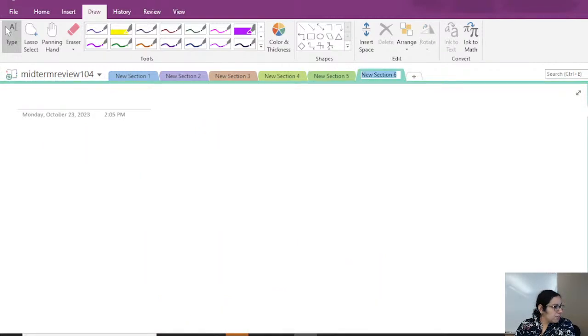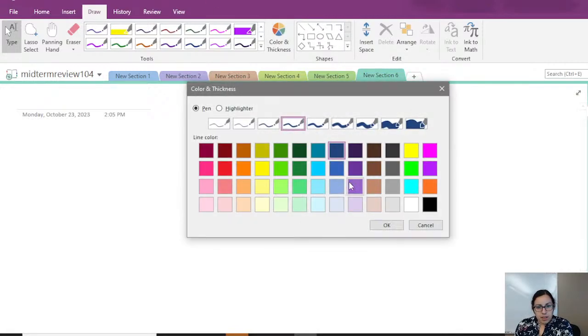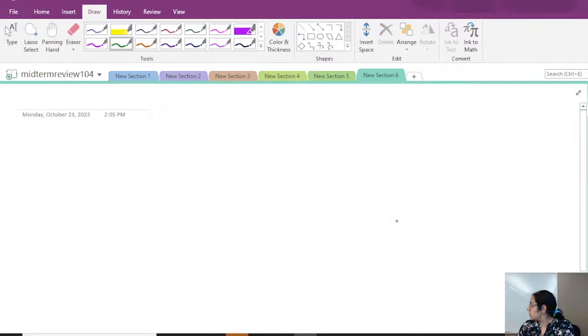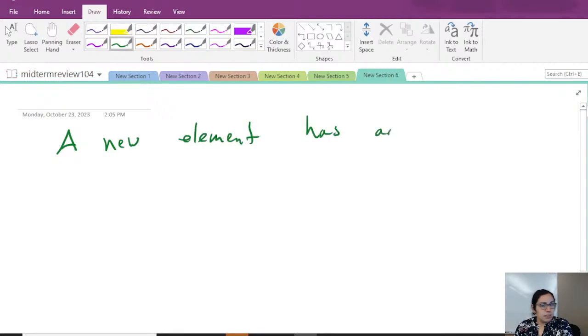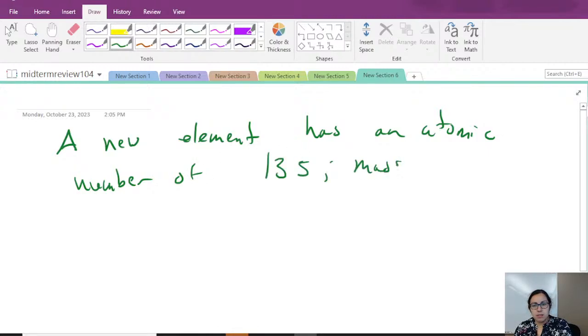All right, let's cover the last representative problems. Of course, we did some stuff with identifying how many protons, neutrons, and electrons, so you might have to do that. So we have a new element that has an atomic number of 135, a mass number of 288.